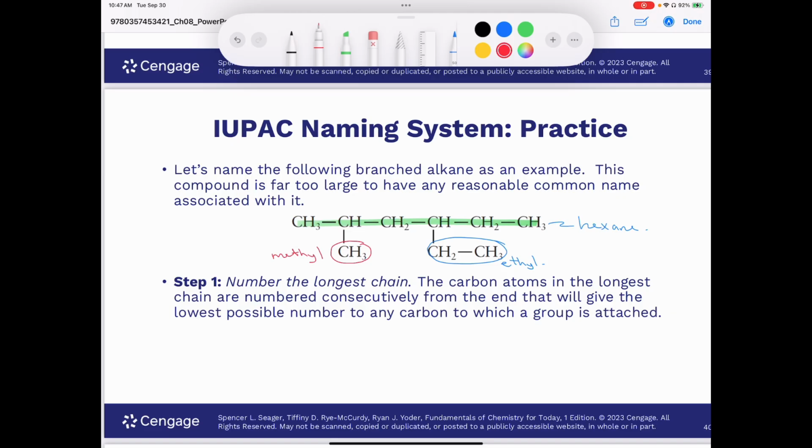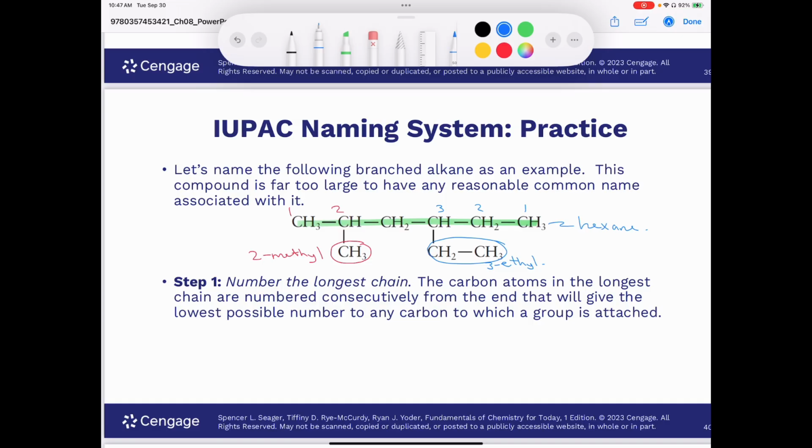Methyl group. So the next thing we're going to do is look at these two groups where they're attached to the root chain. If I look at the methyl group and I start on the end, I have 1, 2. So that means the methyl group is attached to carbon 2, so I go 2-methyl. Now, if I was to start numbering from the other end, 1, 2, 3, that would make this a 3-ethyl.